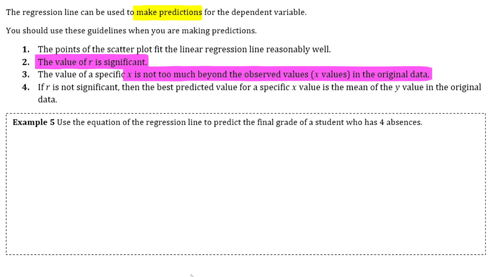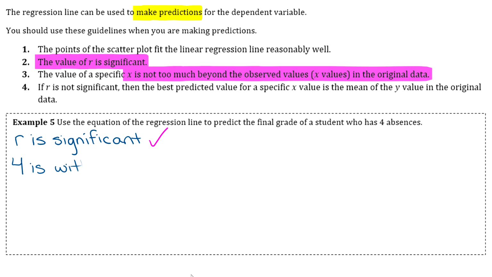Okay, so example 5 says, use the equation of the regression line to predict the final grade of a student who has 4 absences. So we need to just check these guidelines. We already did guideline 1 in the last example. The value of R is significant. The ones I highlighted are the important ones. We did determine that in the last example we did from section 10.1 with the hypothesis test. So we determined that R was significant.